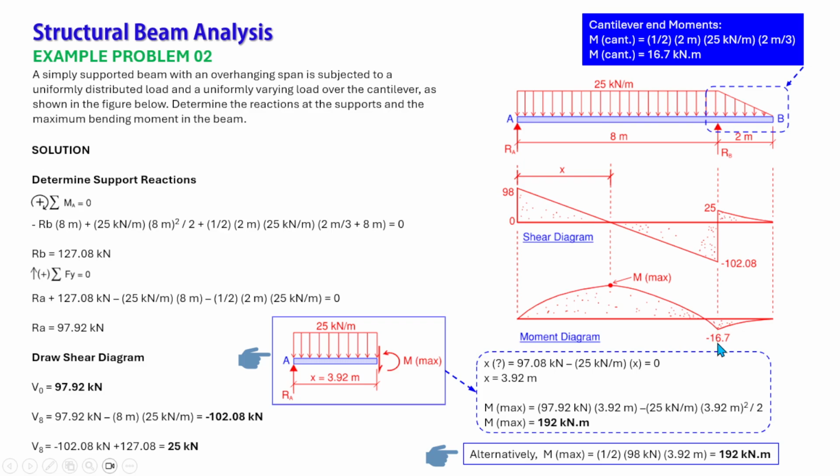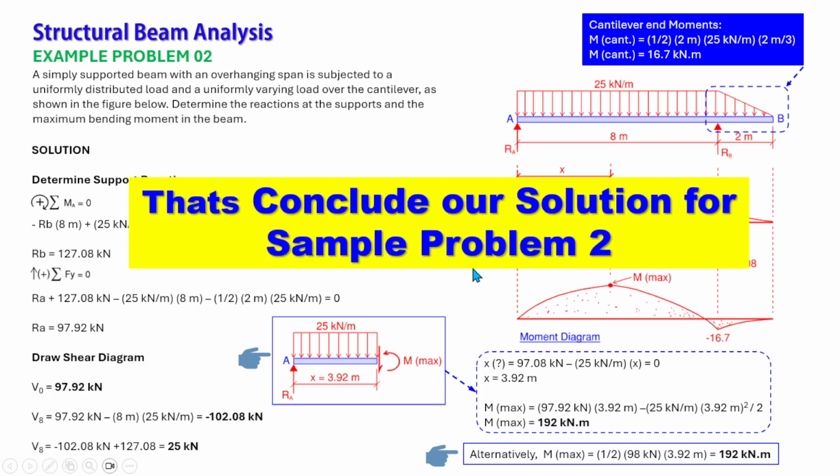It should be equal. So our moment diagram is a second degree curve, because we have the first degree here in the shear diagram. So that concludes our solution for sample problem number 2. So that's the end of the solution.